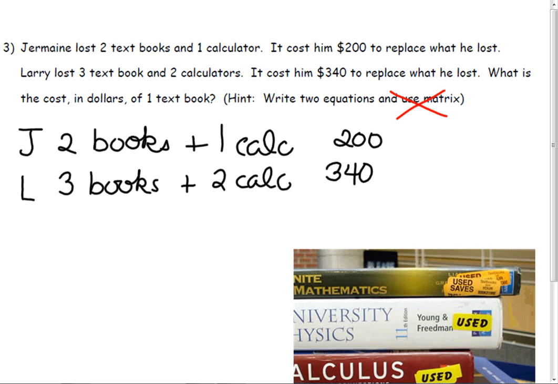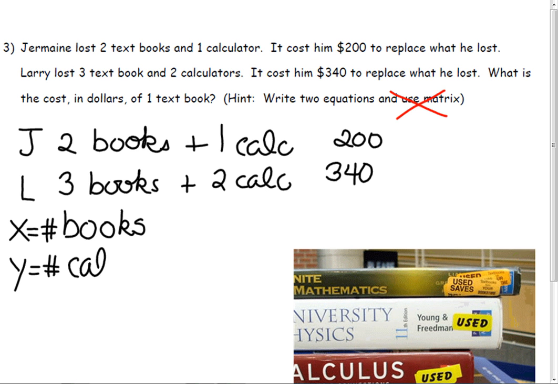Now, do you want to use X and Y, or do you want to use B and C for books and calculators? I like B and C because then I remember what it represents. Well, if you want to use X and Y, we can. Okay. So X equals the number of what? Books. That works for me. And then what does Y equal? The number of calculators. Can you abbreviate it B and C over here? Sure, why not? It's whatever works for you.